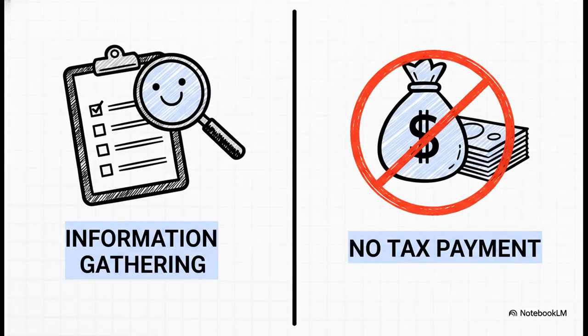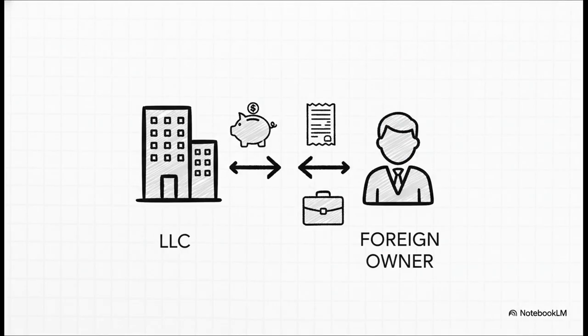Just think of Form 5472 as a census form for your company. The IRS isn't asking for tax money with this form. They're just gathering data. They simply want to know about the relationship and the financial interactions between a U.S. entity and its foreign owner. That's it. So what exactly counts as a reportable transaction that forces you to file?